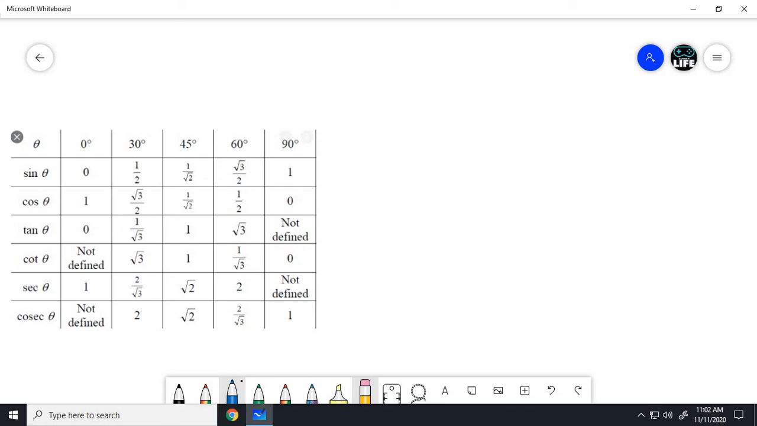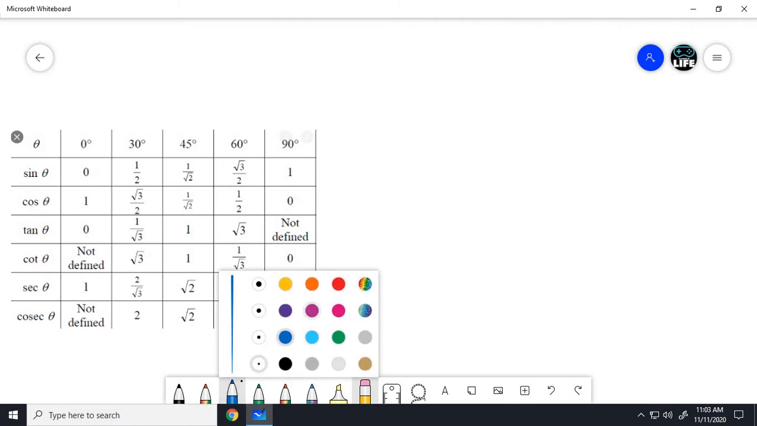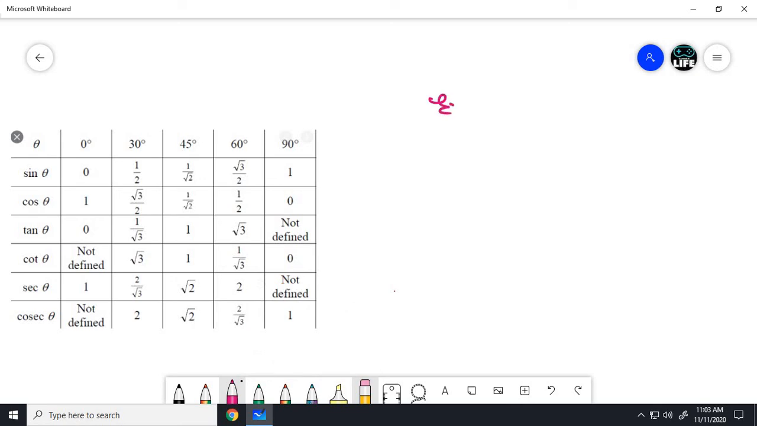So friends, let's go into the exercise. Let's change the ink of the pen. Which color? This will be nice. So exercise 11.2. First sum is sine 45 degrees plus cos 45 degrees. This is what they have given.